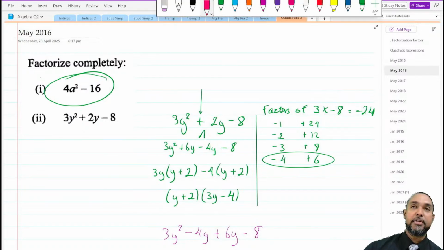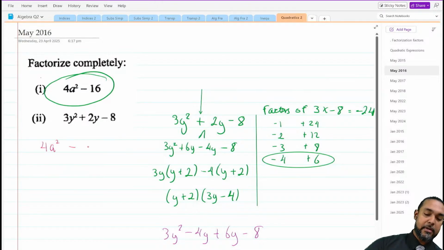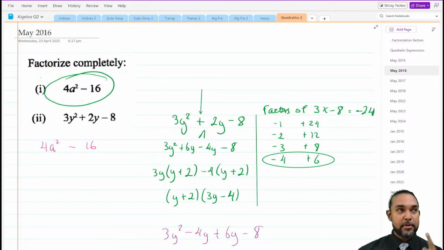So let's run the checks, right? So we have 4a squared minus 16. So difference of two squares. Are we subtracting? Are we finding the difference?